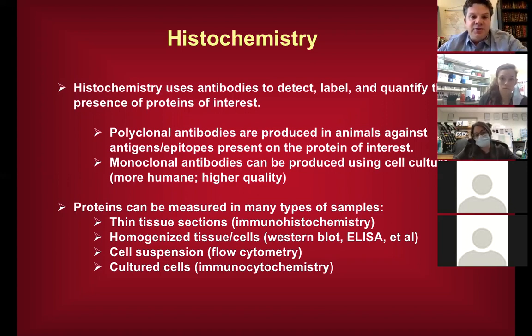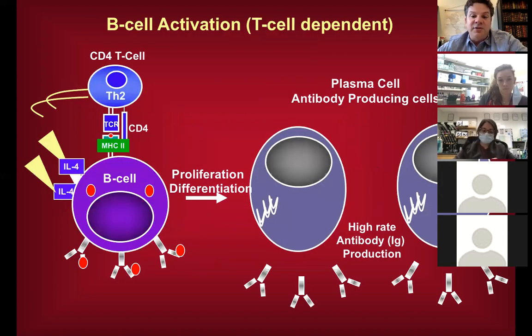And then also you can use antibodies to detect proteins on cells, and you can run them through a machine called the flow cytometer. So in immunology, there's a lot of flow cytometry. You're going to see flow cytometry quite a bit in probably some of the papers that we're going to discuss.